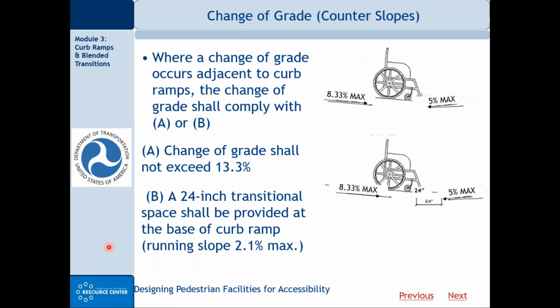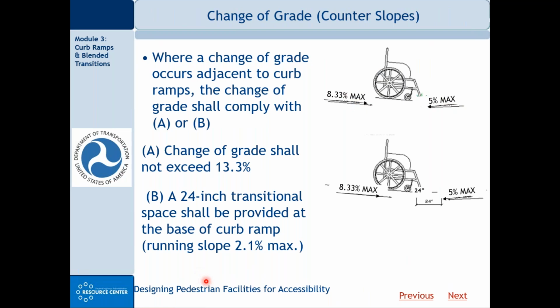So the final rule actually is different from the draft version in this respect, in that it provides an option for designers. They say where a change of grade occurs adjacent to curb ramps, the change of grade shall comply with A or B. And so they give designers an option. The A is the change of grade shall not exceed 13.3%. And of course, that's calculated from the 5% maximum cross slope of the street, or the 5% maximum grade for the crosswalk, and then the 8.3% max grade for the ramp itself, and that adds up to 13.3.